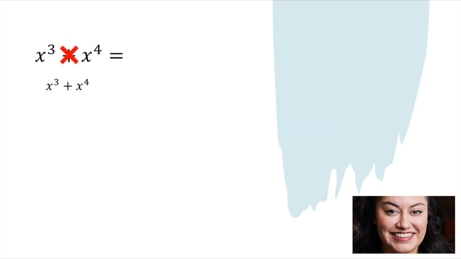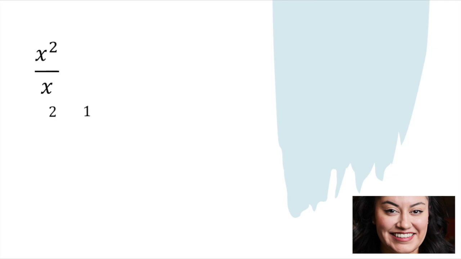Let's go ahead and turn our attention to division. We might have a problem that looks like this: x squared divided by x. So we get our numerator's exponent, the 2, our denominator's exponent, an invisible 1. And because we are dividing, this means that we subtract our denominator's exponent from our numerator's exponent. 2 minus 1 is equal to 1, stating that we have x to the first power, or that x squared divided by x is simply equal to x.